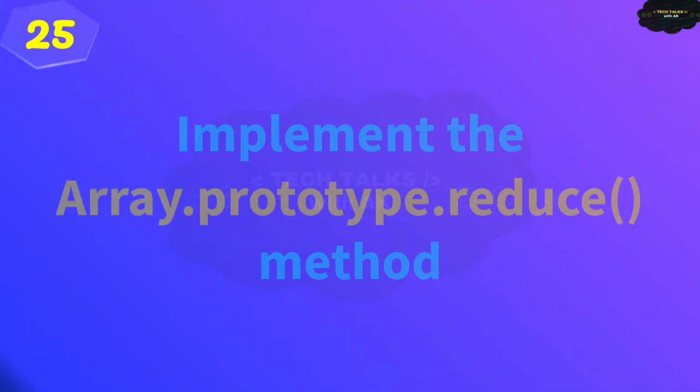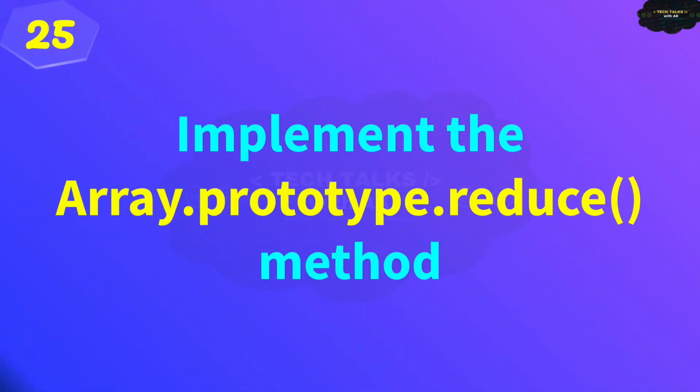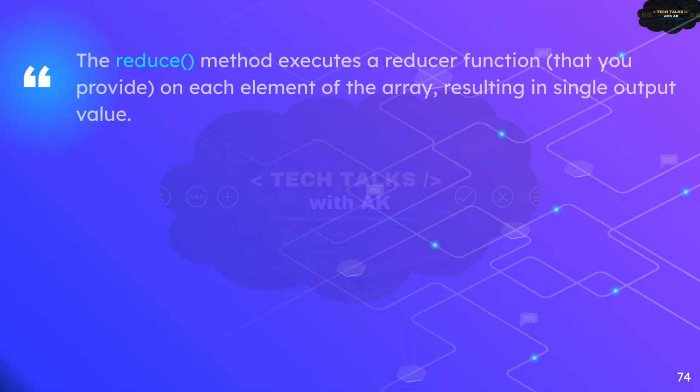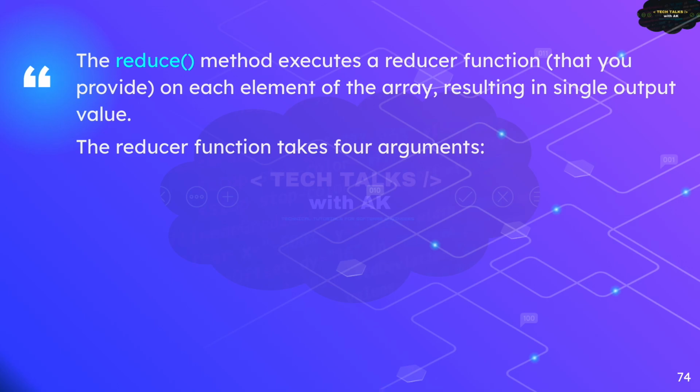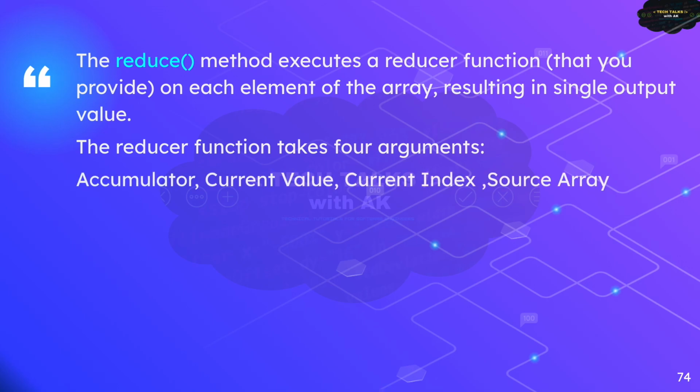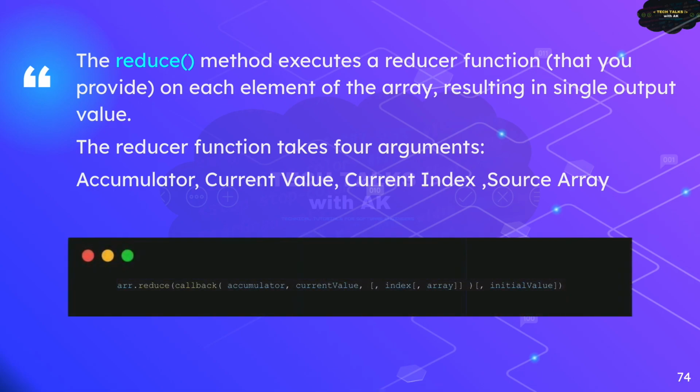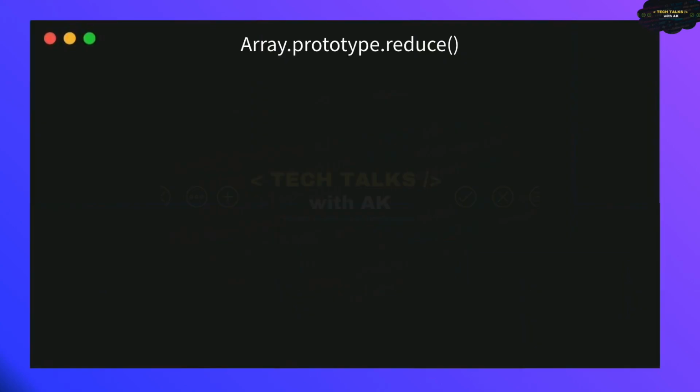Next question is, implement the Array.prototype.reduce method by hand. As per the MDN description, the reduce method executes a reducer function that you provide on each element of the array, resulting in a single output. The reducer function takes 4 arguments, which are accumulator, current value, current index, and source array. And the syntax of the reduce method is this. So array.reduce accepts a callback which accepts 4 arguments. Let's see how we can implement it ourselves.